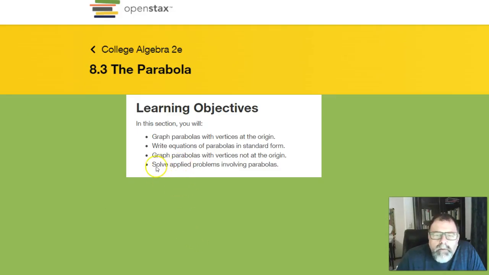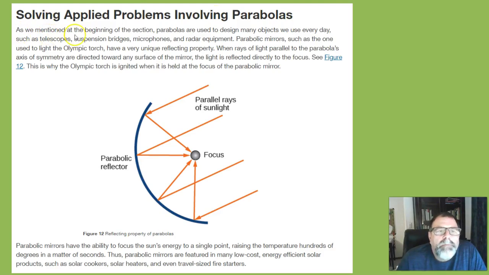All right, and our last learning objective for this lesson: solve applied problems involving parabolas. As we mentioned at the beginning of the section, parabolas are used to design many objects we use every day, such as telescopes, suspension bridges, microphones, radar equipment. The parabolic mirrors, such as the one used to light the Olympic torch, have a very unique reflecting property. When rays of light parallel to the parabola's axis of symmetry are directed towards any surface of the mirror, the light is reflected directly to the focus.